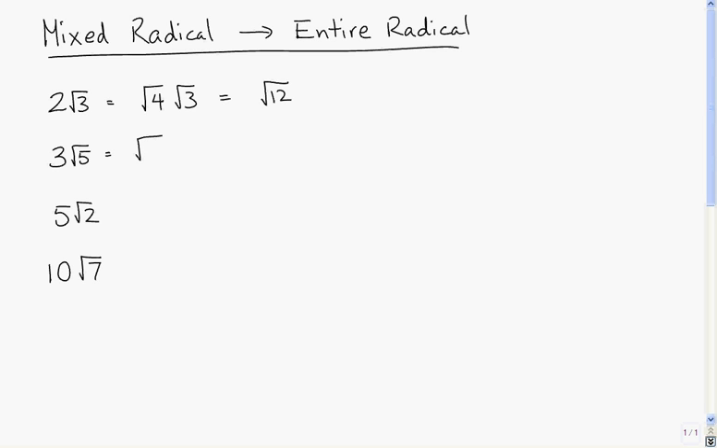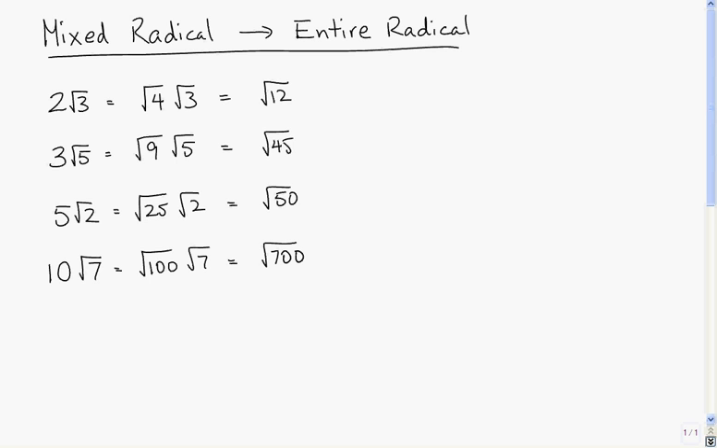We'll replace the 3 with the square root of 3 squared, namely 9. And then we'll multiply it by root 5 to get root 45. 5 root 2, we can replace the 5 with root 25. And then multiply that by root 2 and end up with root 50. And finally, this fourth example, 10 root 7, we can replace the 10 with root 10 squared, which is 100. And then multiply that by root 7 to get root 700.